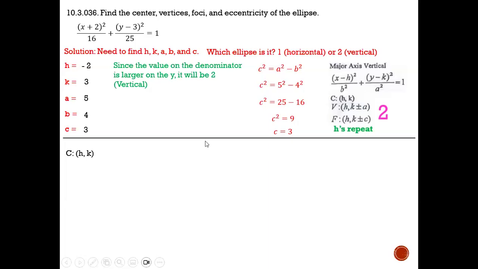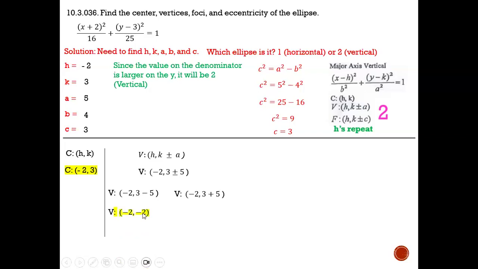So remember your center is H, K. Plug in the H and the K, -2, 3. My vertices are H and then K plus or minus A. So I have the H is -2, K is 3, A is 5, so I'm going to add 3 and 5 and then subtract 3 minus 5 to get the 2 vertices. So -2 and 3 minus 5, 3 minus 5 is -2. So one vertex is -2, -2. The other one comes from negative 2, comma 3 plus 5. 3 plus 5 is 8, negative 2 and 8.